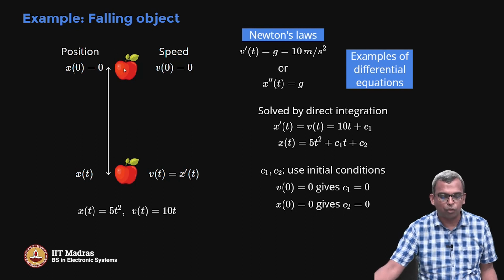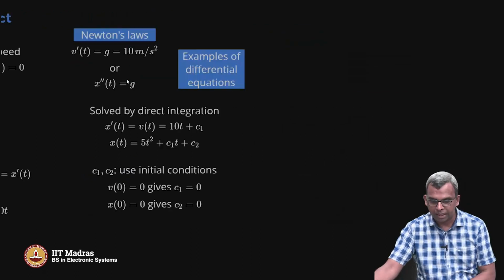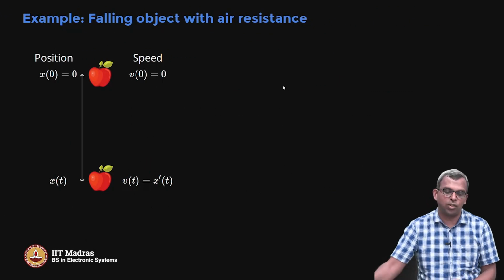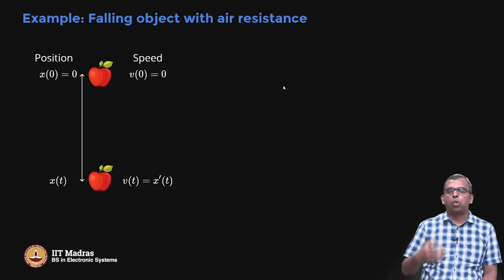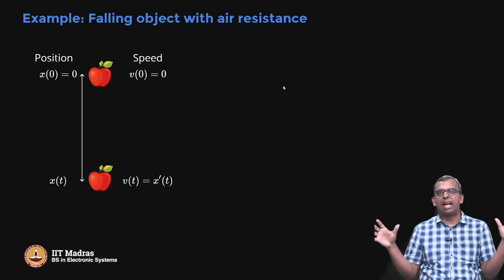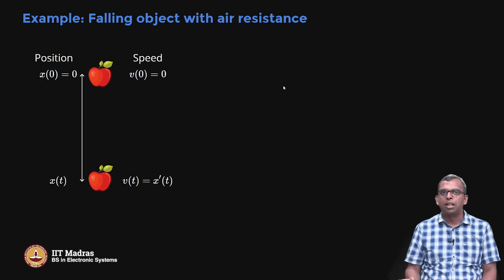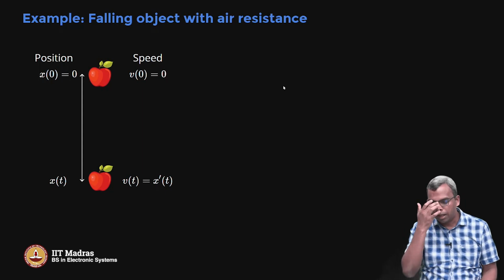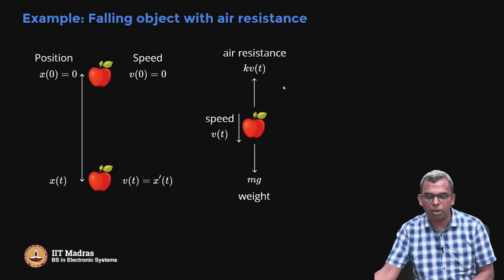So in real life, falling objects meet another thing called air resistance. Because of air resistance, you don't quite fall purely under gravity. If everything were a vacuum, there's no air, then you fall freely. But if there is air, air will resist the fall. And how do you model that? A very popular way of modeling air resistance is like this.